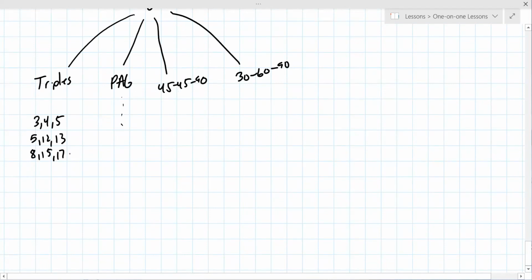It's 8, 15, 17. There's a whole list of these things. There are people that spend their whole life trying to search for them. They have this interesting behavior that they always have one even number. I don't know, just an aside there. There's not one that's all odds. No.